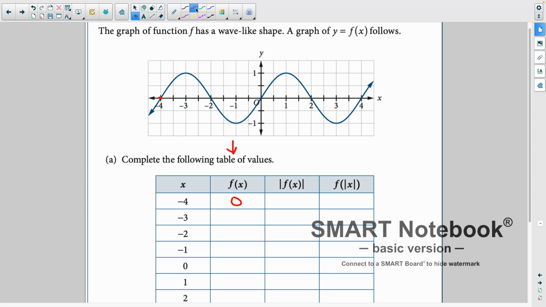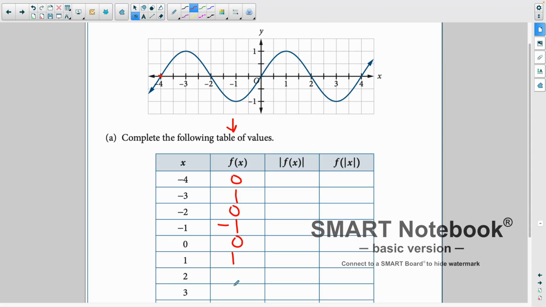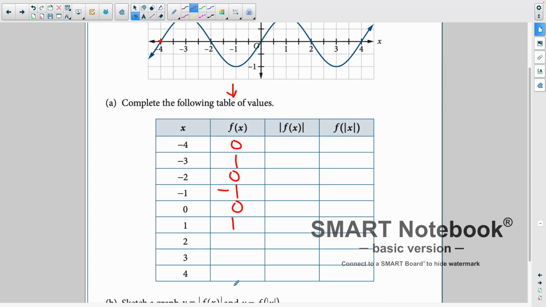Alright. Here we go. Let's fill in now. So on this, for -3, what did you get? 1. For -2? Negative -1. Alright, here we go. And zero.